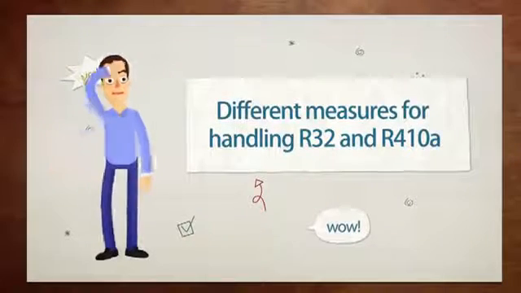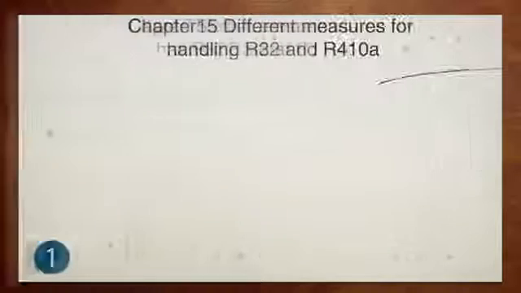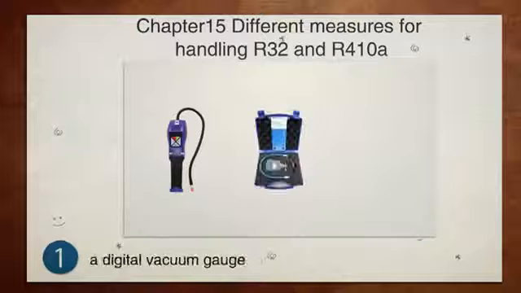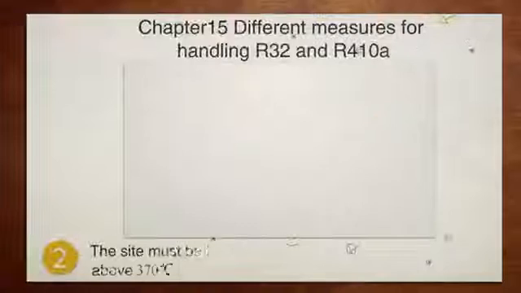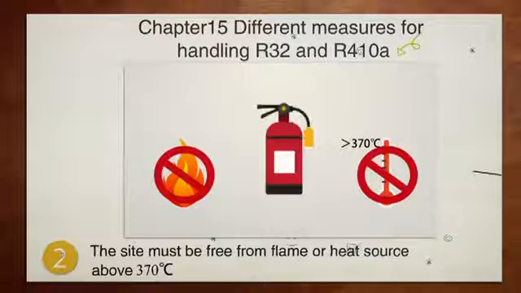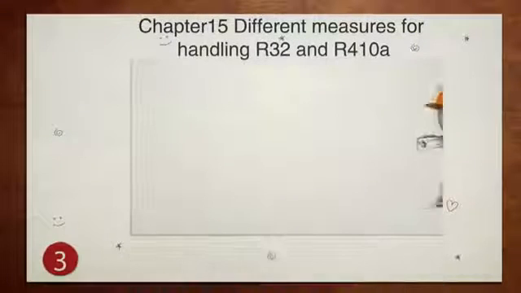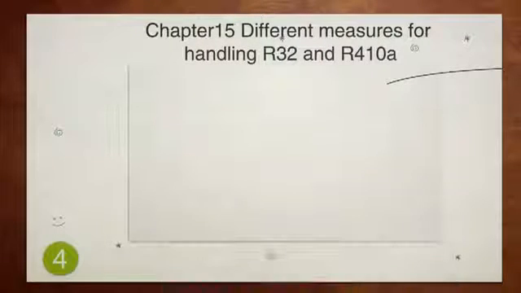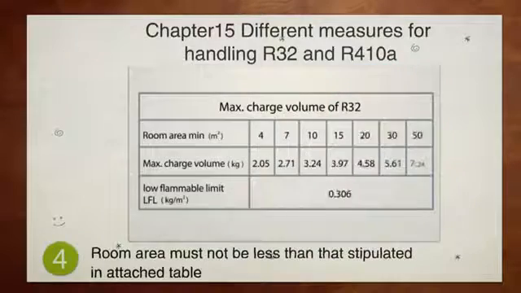Chapter 15. Different measures for handling R32 and R410A. Number 1. An electronic leak detector, a digital vacuum gauge, and a refrigerant tank must be available. Number 2. The site must be free from flame or heat source above 370 degrees Celsius, and a fire extinguisher is available. Number 3. Anti-static measures must be taken on site. Number 4. Room area must not be less than that stipulated in attached table.